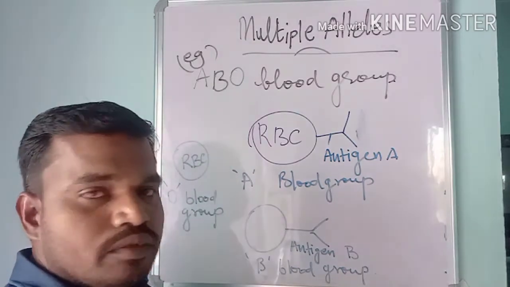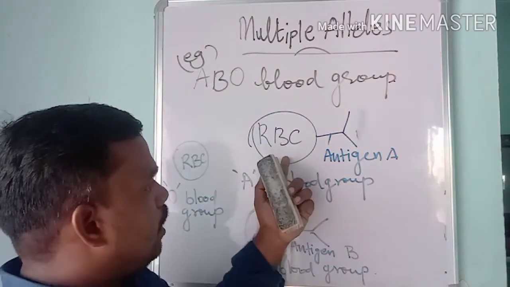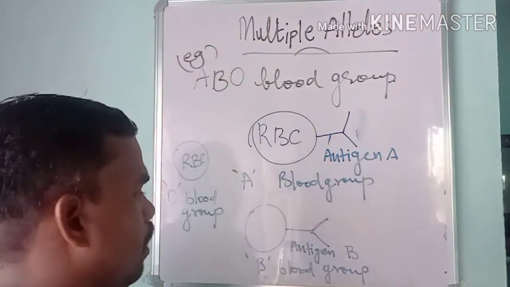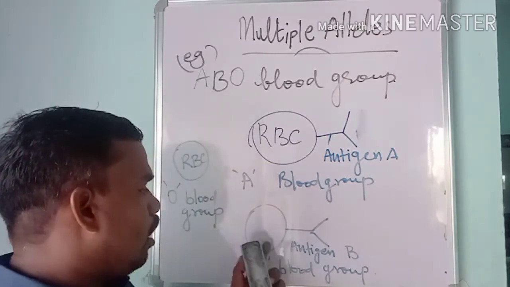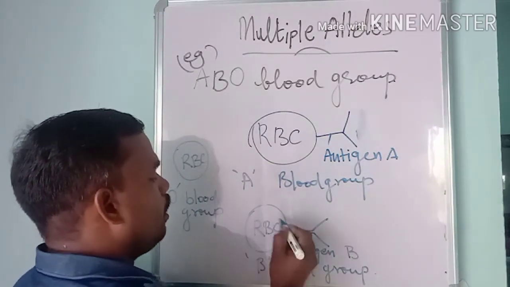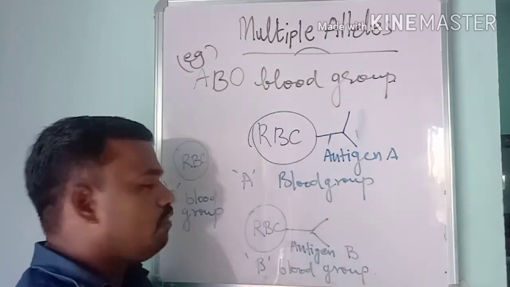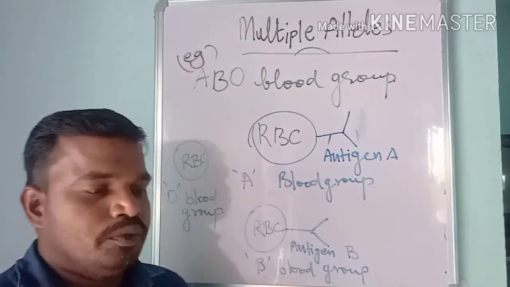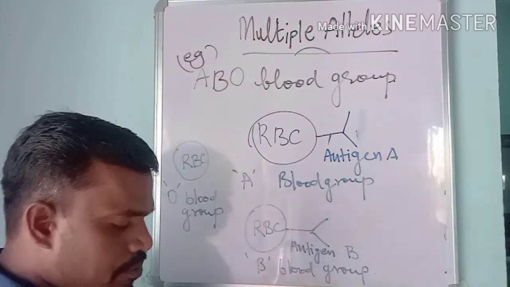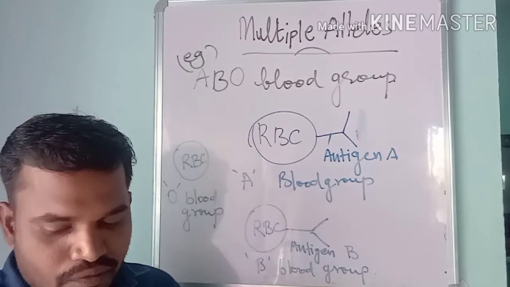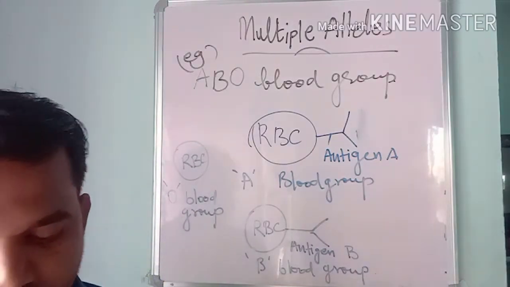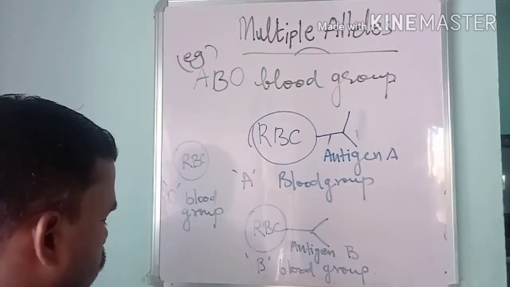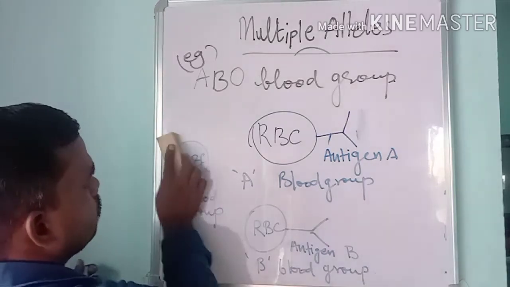Do you understand what I am saying? If the RBC on its surface has antigen A, then this blood group is termed an A blood group. If it has antigen B on its surface, then it is considered a B blood group. If it does not have any antigen on its surface, it is considered an O blood group. So this blood grouping is based on the chemical differences found on the surface of the erythrocytes. Am I right? Clear? Let's go a little deeper to understand.